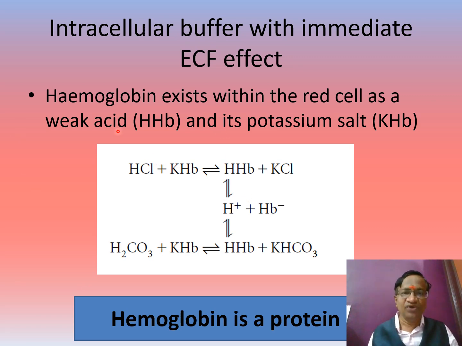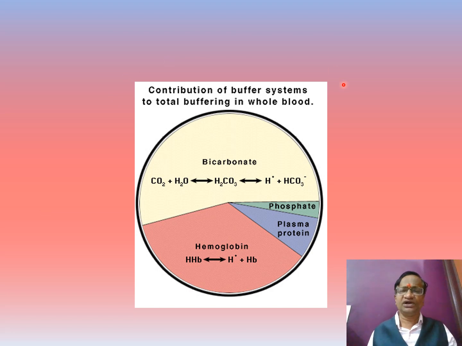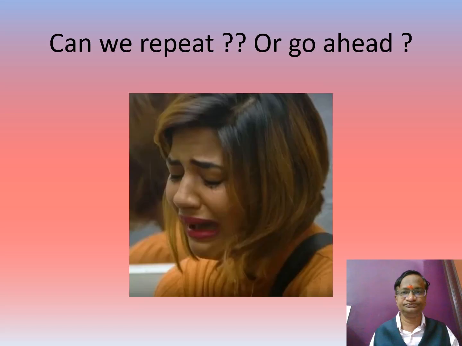Now you see, hemoglobin occurs within the red cells. If you add HCl, it automatically becomes converted into a weak acid. Hemoglobin is a protein, and this is how it acts. What is the contribution? Bicarbonate and carbonic acid are the main thing. Then hemoglobin, plasma protein and phosphate. This is how, in whole blood, the contribution is there.